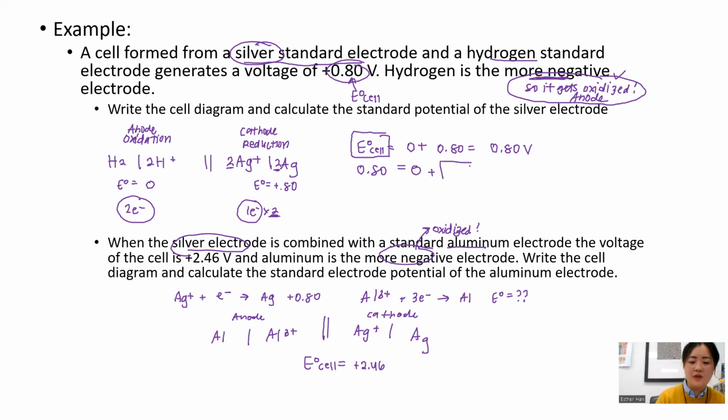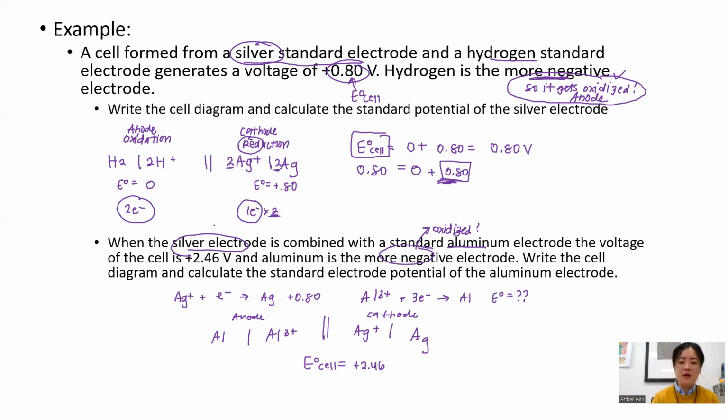So I know that this number here has to be 0.80, and that's how I got that value for the silver reaction that is occurring over here. And because it's reduction, I don't need to add a negative sign to it. This is my actual answer for what the standard potential of the silver electrode is. And you could also check your SERP table and see, oh, it is 0.80.